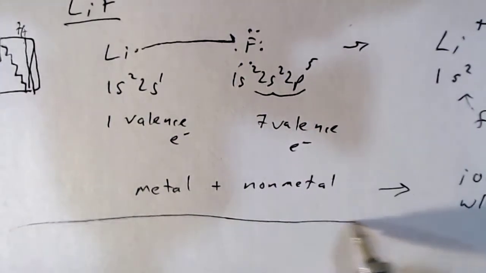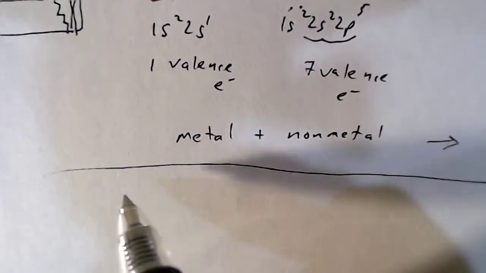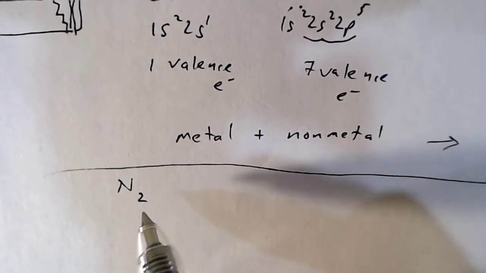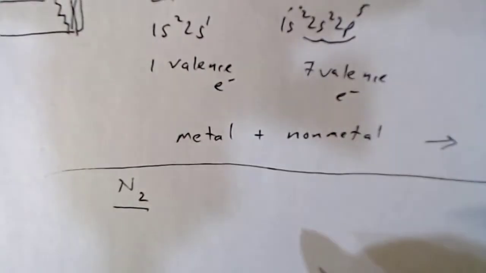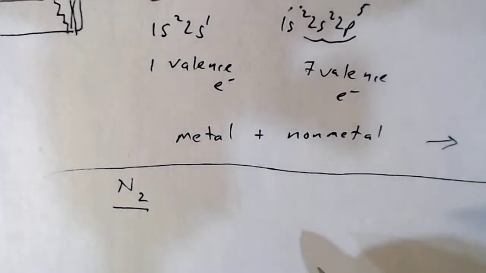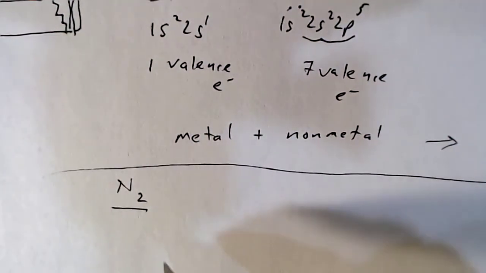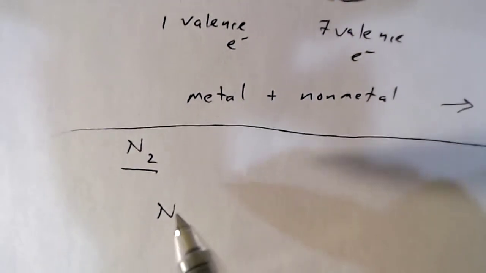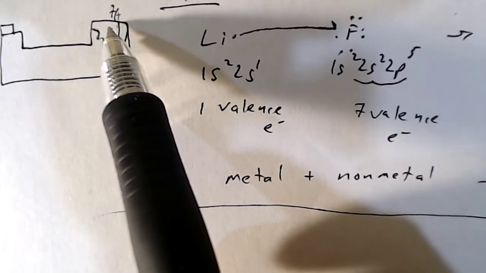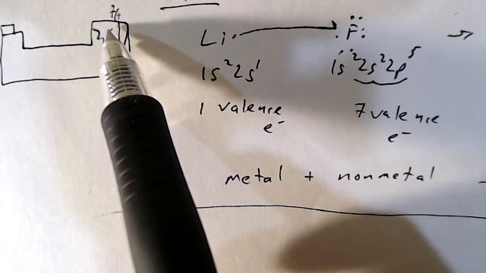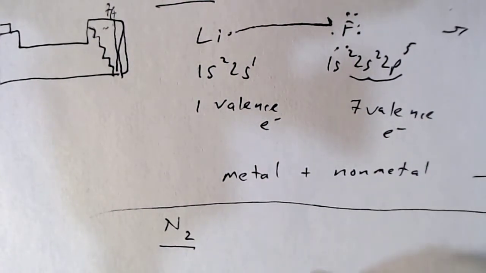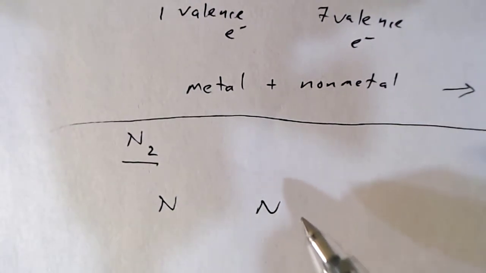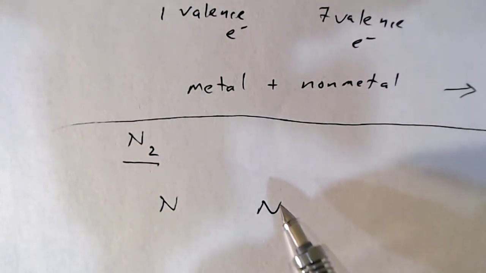So let's try another case. What if we had N2? Is that an ionic compound, and does it have ionic bonding, or does it have covalent bonding, and is it a molecule? Well, you're starting with nitrogen and another nitrogen. They are nonmetals, and so they will not give and take electrons, but they will share electrons with each other.